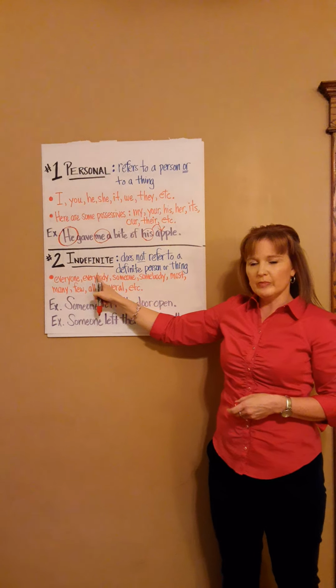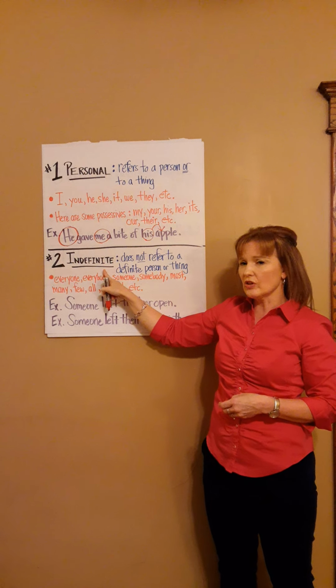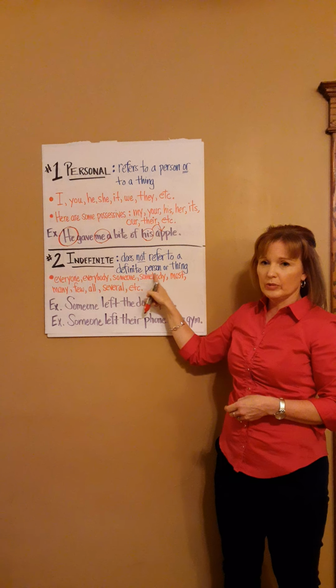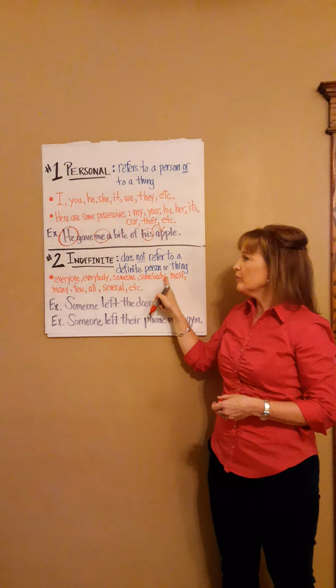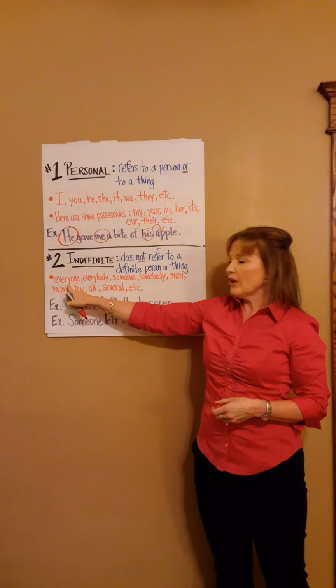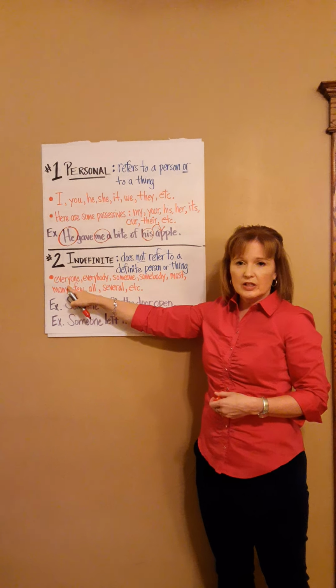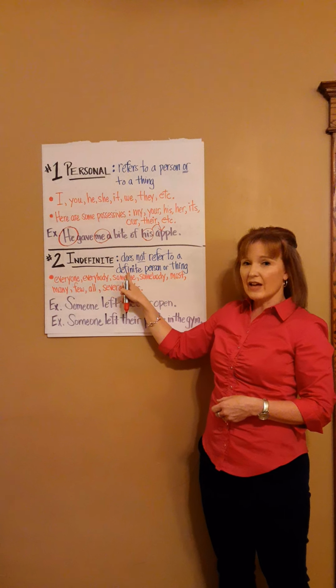Now the next type is indefinite. And just think about being definite. If you're definite, you're certain of something. These are pronouns that do not refer to a definite person or thing. We use these all the time, but we don't know exactly which people we're referring to. If I would say, everyone needs to come to dinner, well, who's everyone? It could be 2 people, 4 people, 6 people. You're not sure. You're not definite.